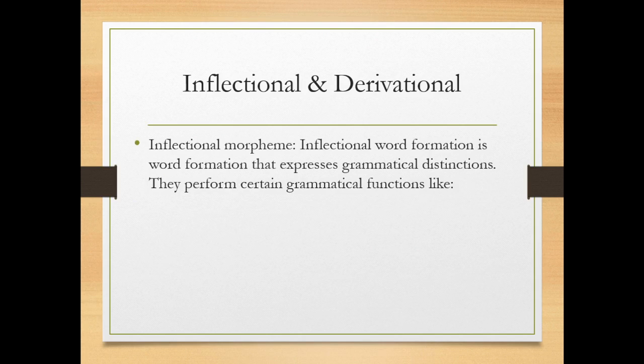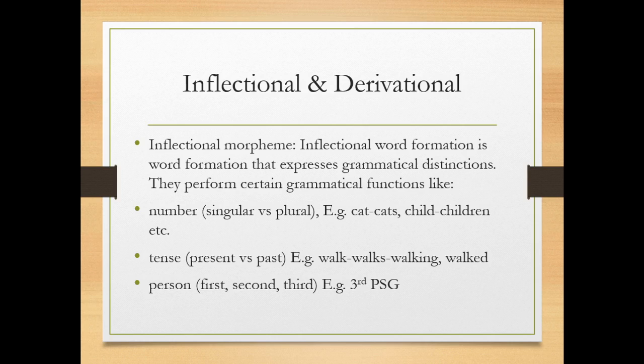Now look at the types of bound morpheme, inflectional and derivational morpheme. Inflectional morpheme. Inflectional word formation is a word formation that expresses grammatical distinctions. They perform certain grammatical functions like number, tense, person. Inflectional morphemes cannot stand alone. They are attached to free morphemes. They do not form new words. They do not bring any change in the meaning of words. They just change the form of the morpheme.